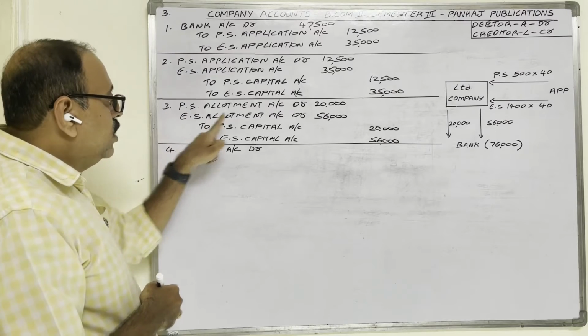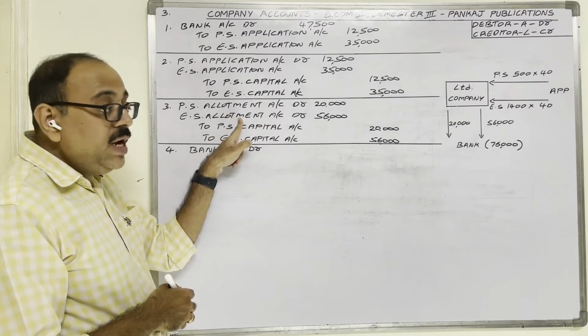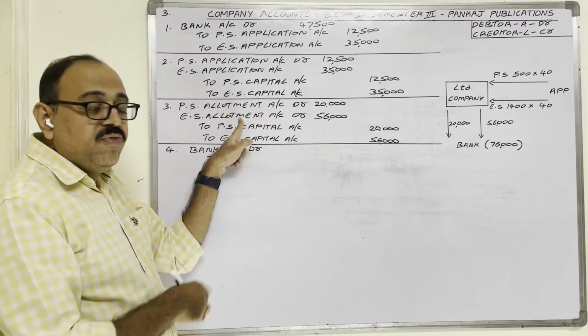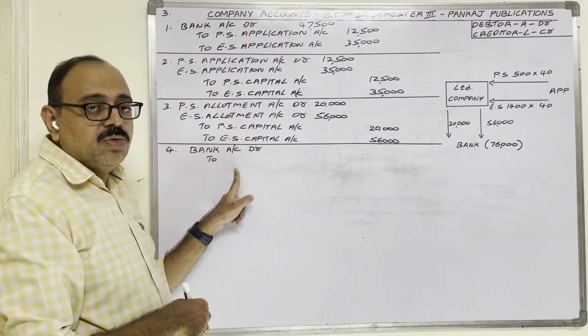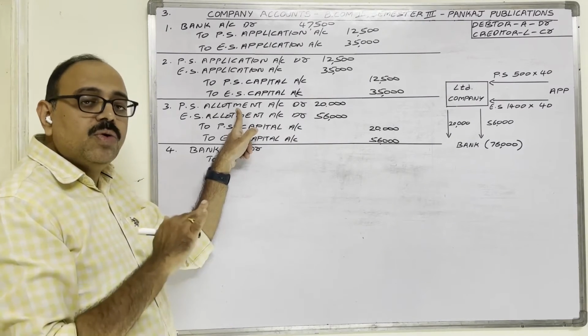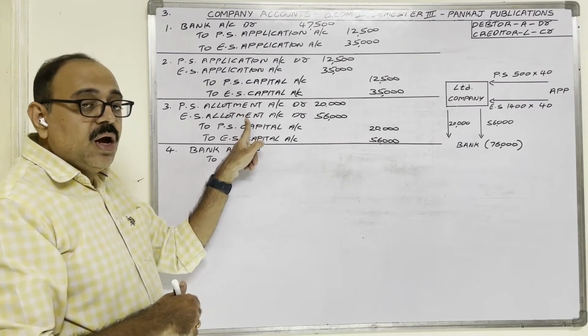In the third entry, we have debited the allotment accounts. We are writing here that applicants are debtors. From them we have to receive these amounts. When we receive these amounts, those debtor accounts we have to close now. How do we open these accounts? By debiting. How to close them?